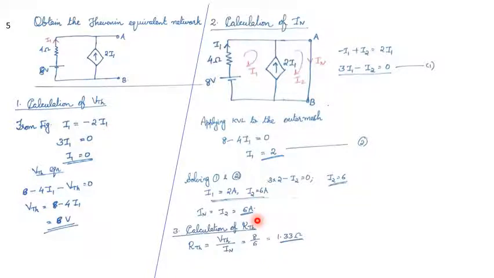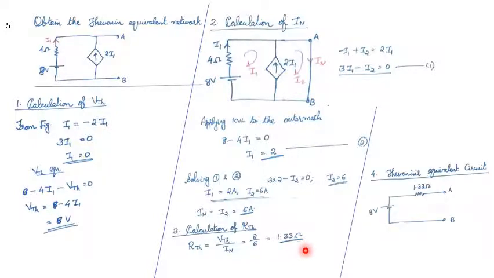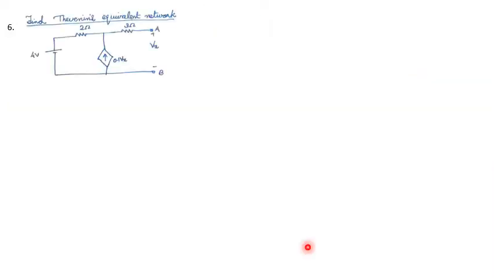The next step is to find RTH. According to the equation, RTH is equal to VTH divided by IN. That is equal to 8 by 6, that is equal to 1.33 ohm. Now let's draw the Thevenin equivalent circuit with VTH as 8 volt and series resistor RTH is equal to 1.33 ohms. Then let's move to the next question.